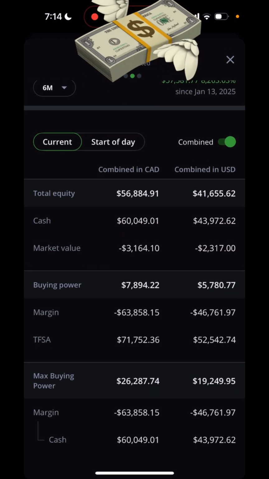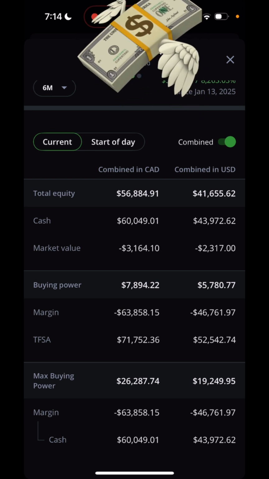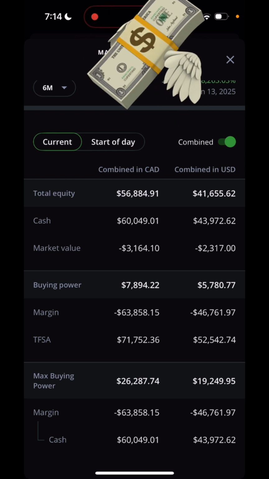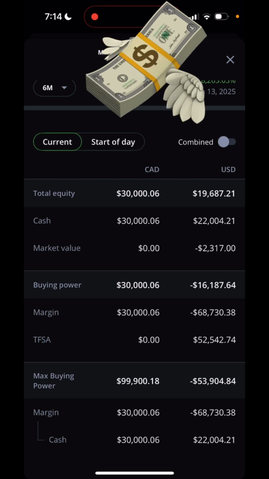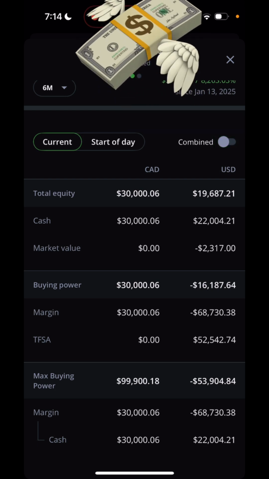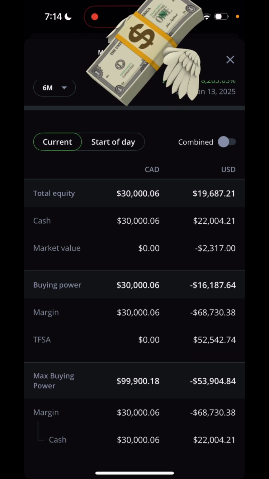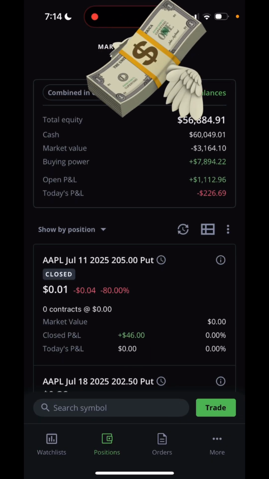The max buying power that we have left after today is $26,287.74, and that should increase after a lot of these options expire worthless today. Our USD cash balance is $22,004.21. So there's a lot of moves made this week.